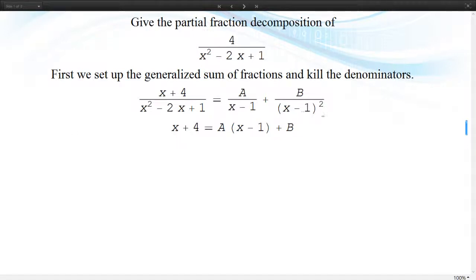So, after we do this, we have to kill the denominator on each side. The same way that we did before, we end up with x plus 4 equals a times x minus 1 plus b. Because, of course, when we multiply by this denominator, that turns out to be x minus 1 squared, which completely kills this denominator, leaving b all by itself.